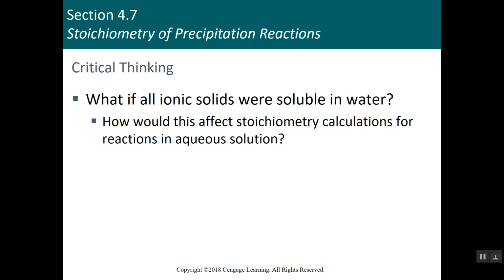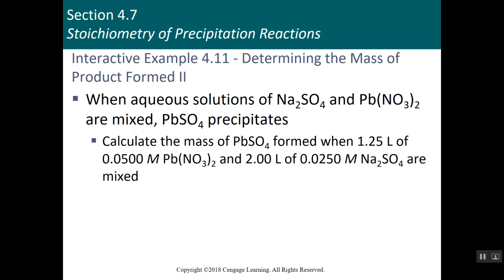What if all ionic solids were soluble in water? How would this affect stoichiometry calculations for reactions in aqueous solution? This is actually an important question, because if all ionic compounds were soluble in water, it'd be very hard to do a stoichiometry reaction, because generally you need to figure out what percentage of product you get, and if you can't determine the mass of the product, then it's hard to determine that. The only way to determine the mass would be to drive off all the aqueous solution, and when you did that, you would get all kinds of ionic compounds in solution.